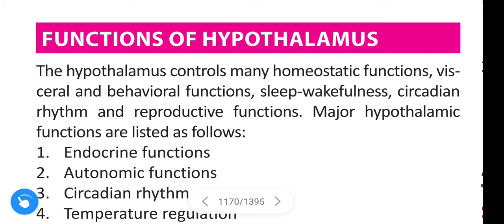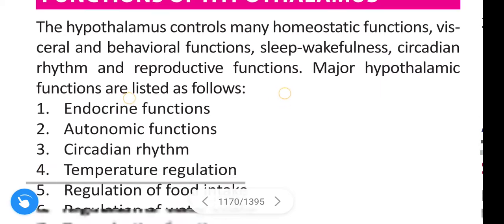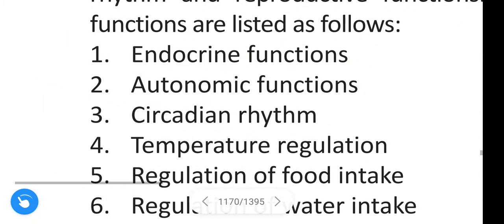In this video we are going to learn about endocrine functions of hypothalamus. The hypothalamus controls many homeostatic functions, visceral and behavioral function, sleep wakefulness, circadian rhythm, reproductive function. Major hypothalamic functions are listed as follows. Okay, see one by one.